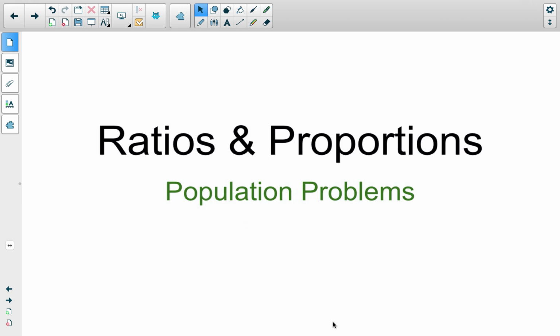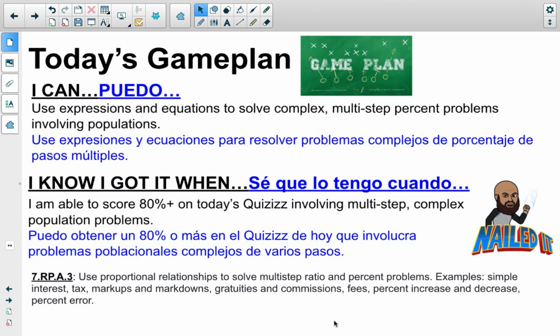Today's lesson deals with population problems, inside ratios, and proportions. Today, you guys are going to use expressions and equations to solve complex multi-step percent problems involving populations. You know you have this when you score 80% or higher on today's quizzes involving multi-step complex population problems, and your standard is 7.RP.A.3, which deals with using proportional relationships to solve multi-step ratio and percent problems.